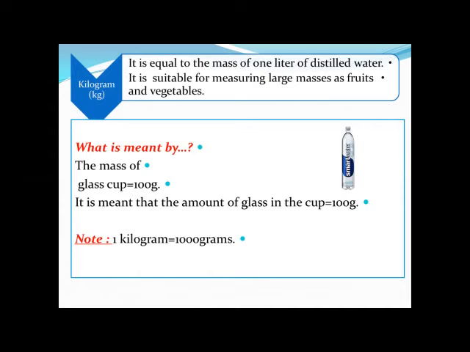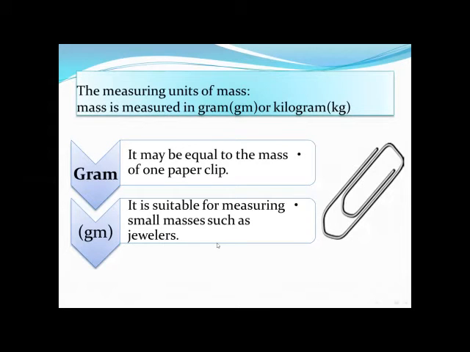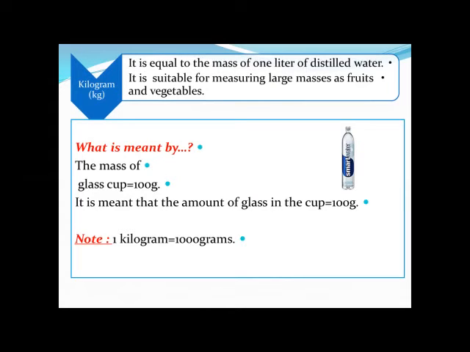Kilogram is suitable for measuring large masses such as fruits and vegetables. But gram is suitable for measuring small masses, like jewelry. I want to ask you, what is meant by the mass of a glass cup equals 100 gram? That means the amount of glass in the cup equals 100 gram.